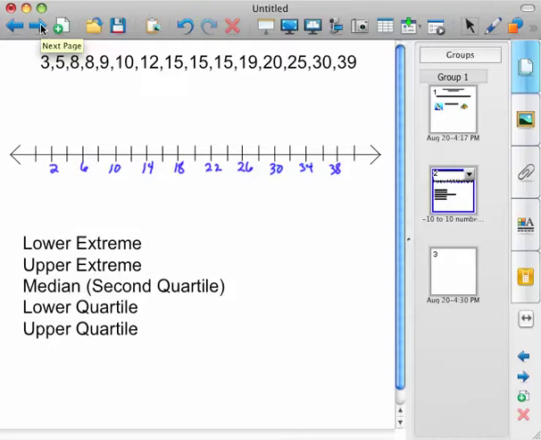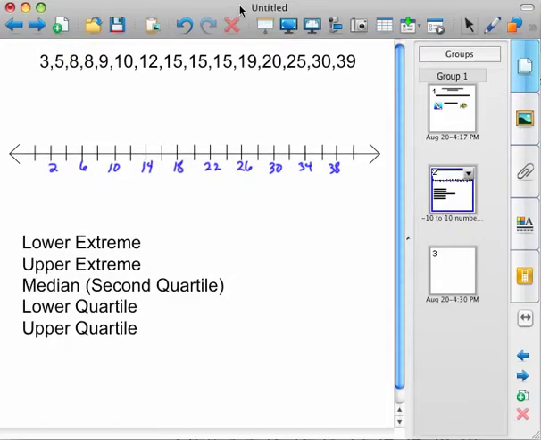And to make a box and whisker, you first find your lower extreme and your upper extreme. And so our lower extreme is a 3 and our upper extreme is a 39. So here's our lower and upper extreme, so 3 and 39. And these are called the whiskers.